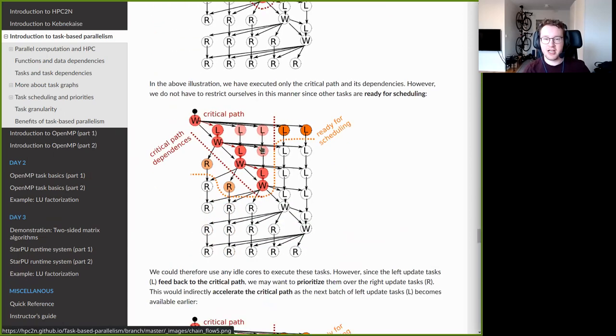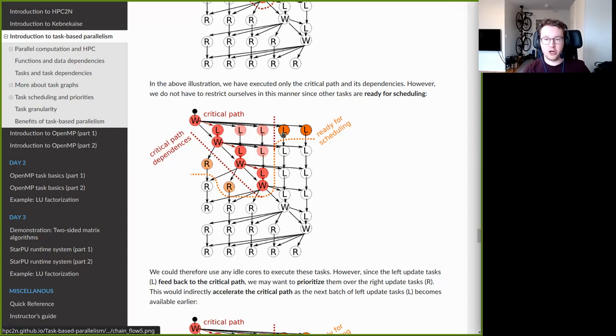In the previous illustration, the computer was executing the critical path and its dependencies and didn't care about the other parts of the task graph, but that is not always the smartest way to go. If we have executed these tasks here, then these left-hand updates here have all their dependencies satisfied. They need the output of this first window task to be executed. Therefore, these could be executed at this point. The same goes for these two right update tasks here. All the dependencies here have been satisfied at the moment. This right update here cannot be executed because this right update here is not executed yet.